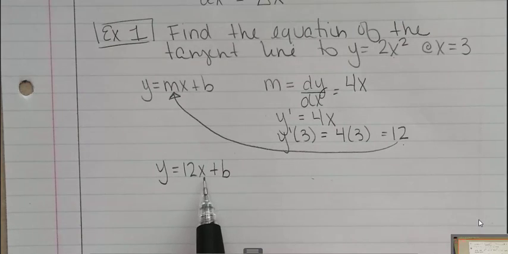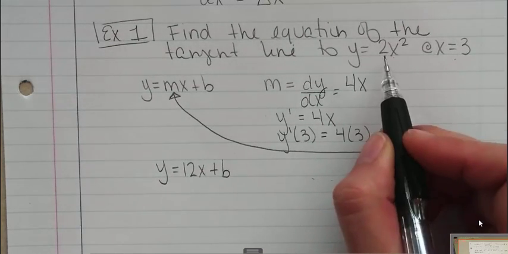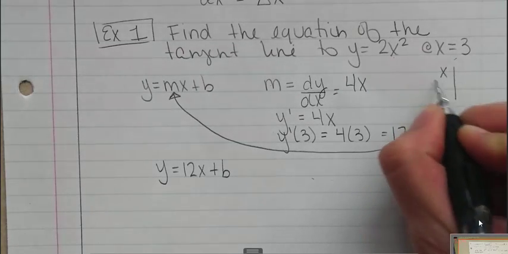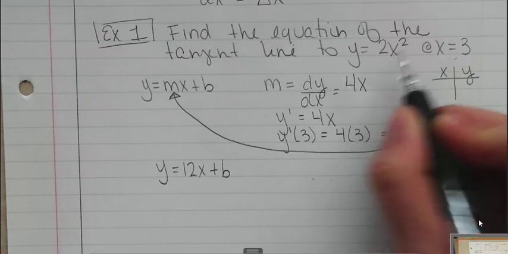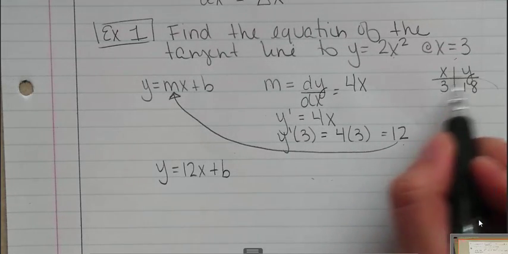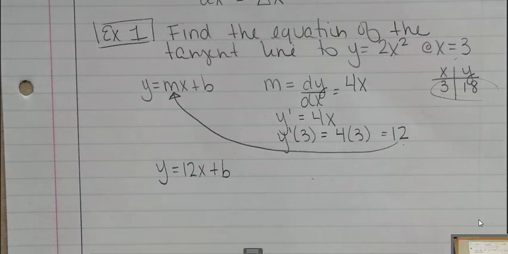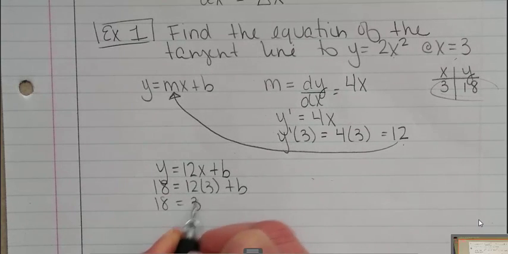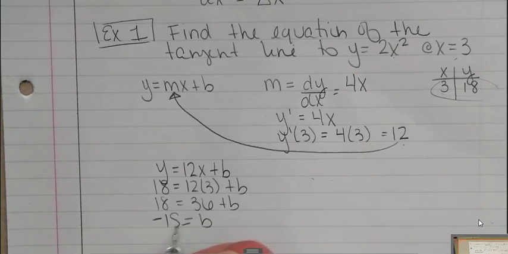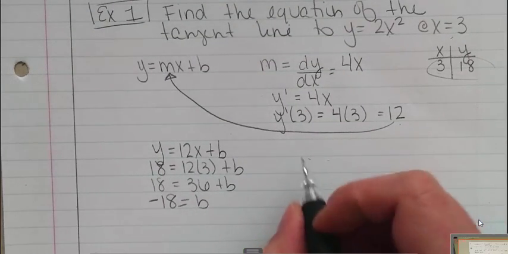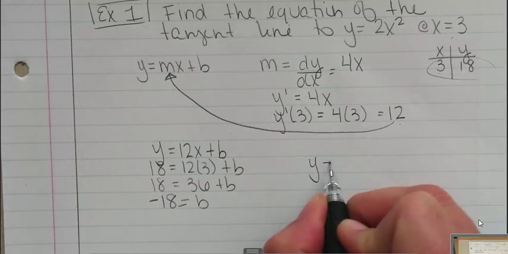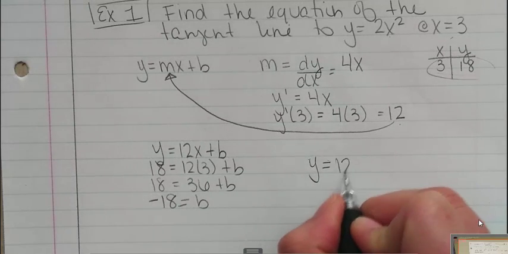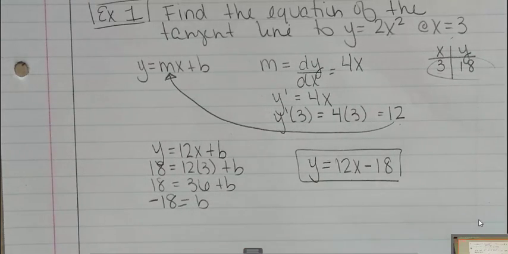I was given my x value, so can I figure out what my y value is when x is 3? If I plug in 3, it looks like I'm getting 18. So this is my point right here. I can use my point-slope form to figure out what my actual b is going to be. So 18 equals 12 times 3 plus b, or 18 equals 36 plus b. So b will be negative 18. My final equation of my tangent line at x equals 3 is going to be y equals 12x minus 18.